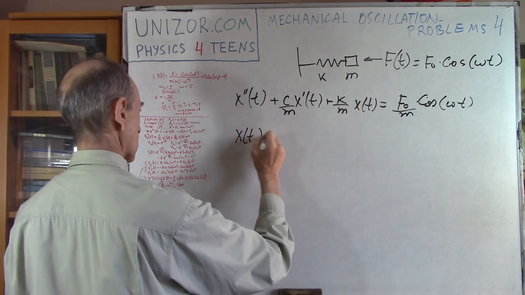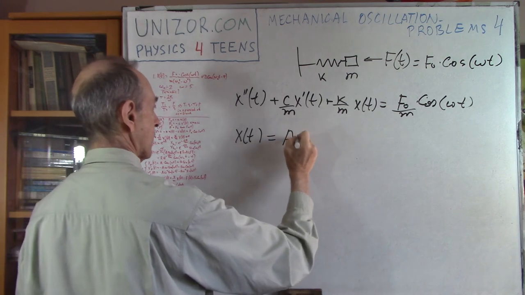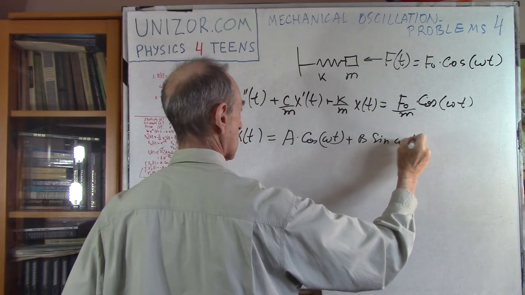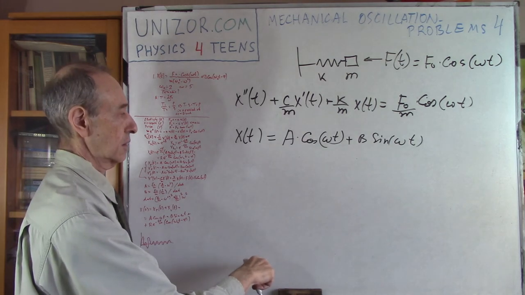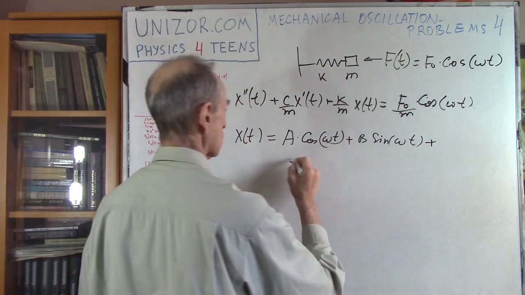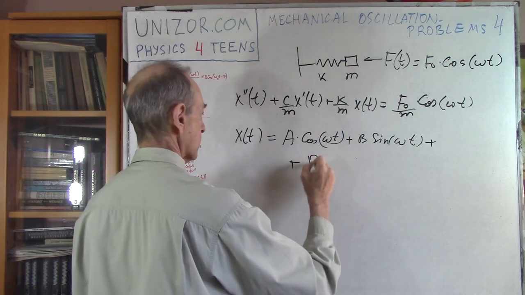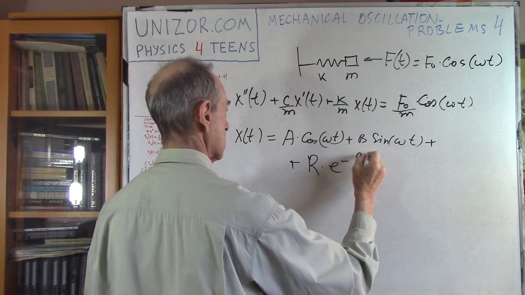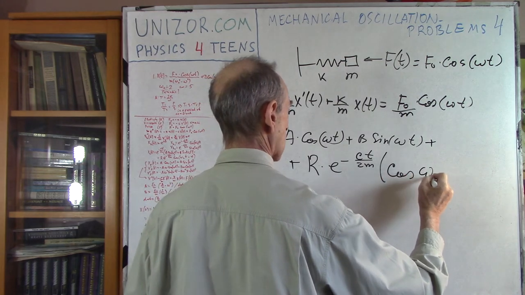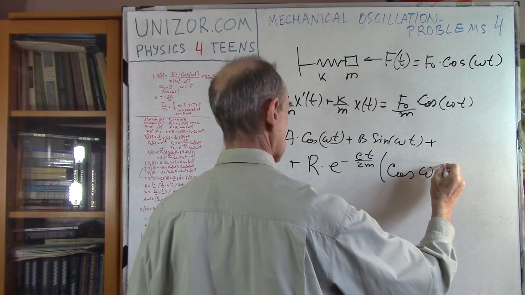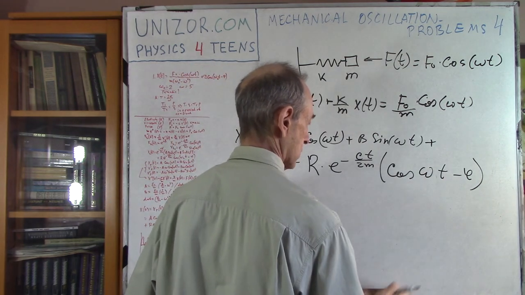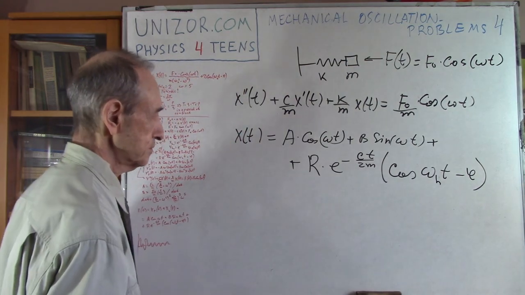I will get x of t is equal to the particular solution which I have found, a cosine omega t plus b sine omega t, which I have just found from this system of two linear equations for a and b, plus the general solution to damped oscillations, e to the minus c t over 2m, cosine of omega 0 t minus phi. Instead of zero, I will put the homogeneous, which has its own formula.